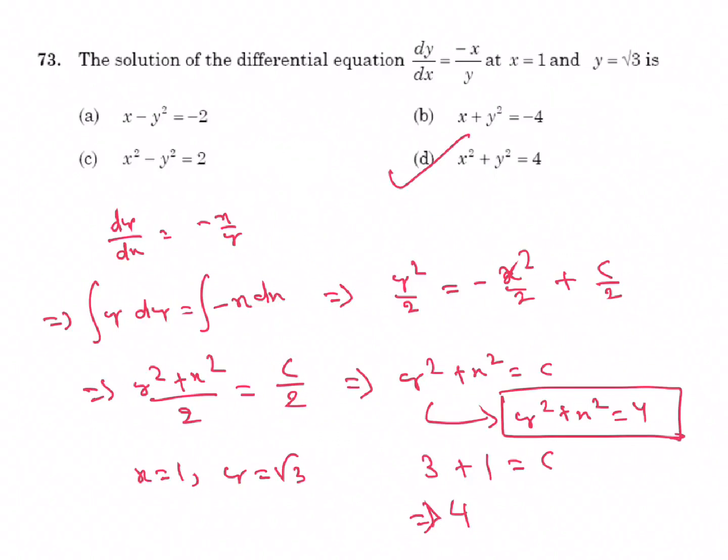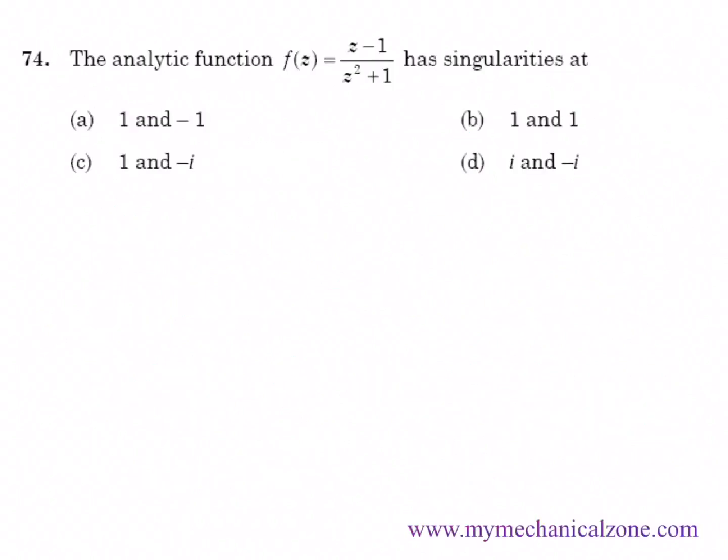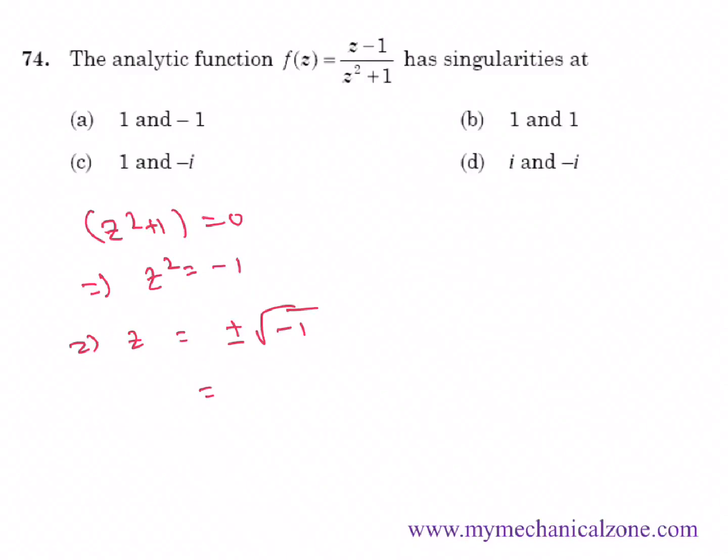The analytic function f of z, its singularities we have to calculate. So z square plus 1 is equal to 0. So z square equal to minus 1, z equal to plus or minus root over minus 1, that is plus or minus i. So from the options, D is your correct answer.